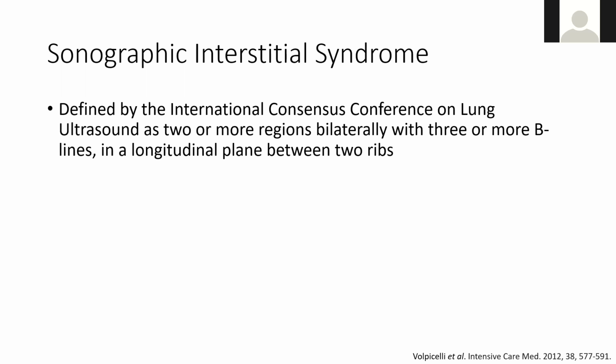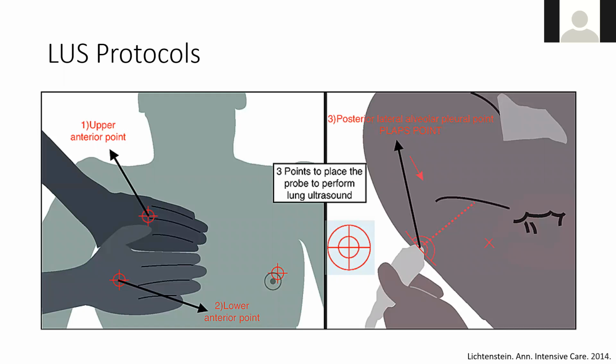Now, in terms of the lung ultrasound protocols for interstitial syndrome, as many of you are probably familiar with, one of the most well-known protocols is the Blue protocol, which was devised for critically ill patients. The benefit is that it's fast, ideally taking less than 3 minutes, with inspection of 3 points per side: upper anterior, lower anterior, and the PLAPS point. In the Blue protocol, only the anterolateral B-lines are considered. Posterior changes are not as relevant because they may be due to gravity alone.